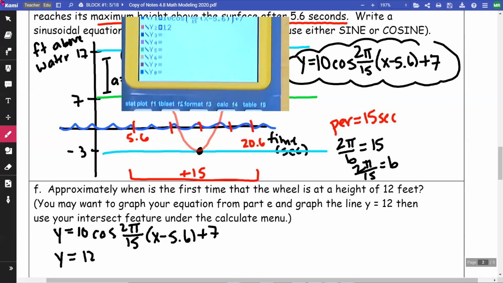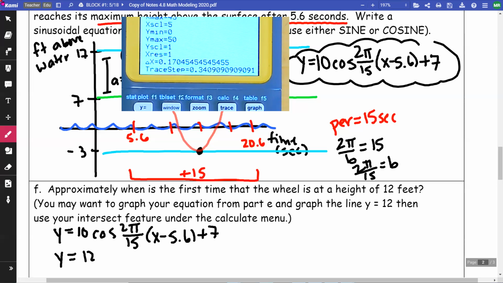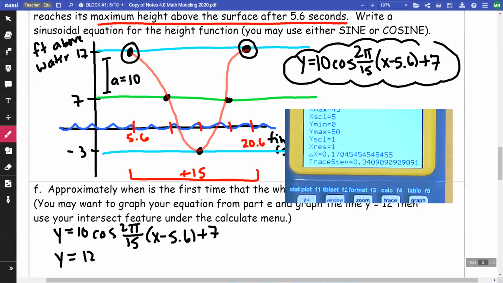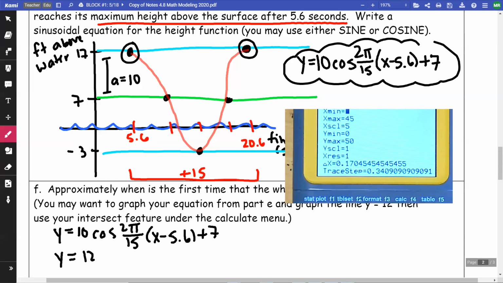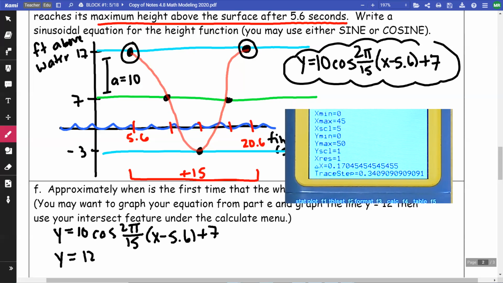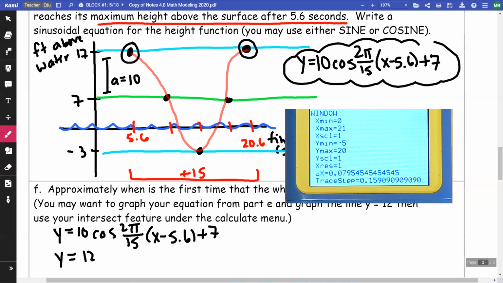And I'm going to go to my window. I'm going to adjust my window to fit the screen like the one I have drawn. So I am going to do my x from 0 to, well, it's 20.6. So let's say 21 by ones is okay, I guess. And then my y, I need to go down to -3, so let's say -5. Let's just go slightly below that. I need to get up to 17, so let's just say 20 by ones is okay. And now I can hit graph. And here's my graph.